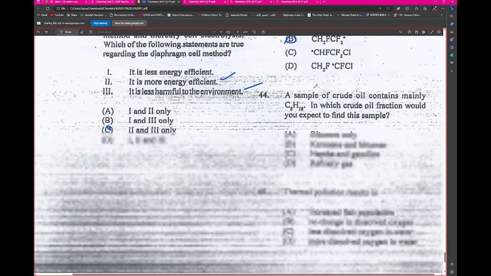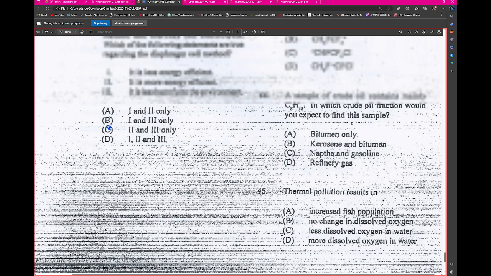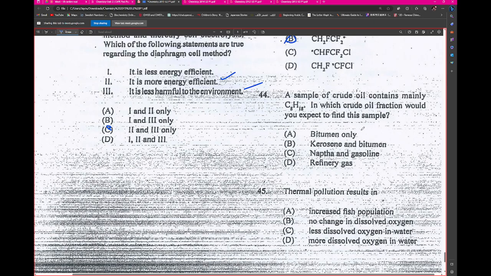Alright. So let me scroll back a little bit. A sample of crude oil contains octane, right? In which crude oil fraction would you expect to find this sample? Naphtha and gasoline? Naphtha and gasoline, right? Yeah. If you could remember, octane is used for like jet fuels, so I guess you could connect it to gas for jets, which is like gasoline. I don't know if you want to make that connection, but octane is used for jet fuels, right? So you know that, and that is C.